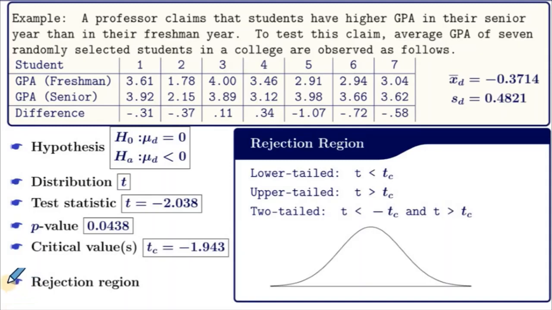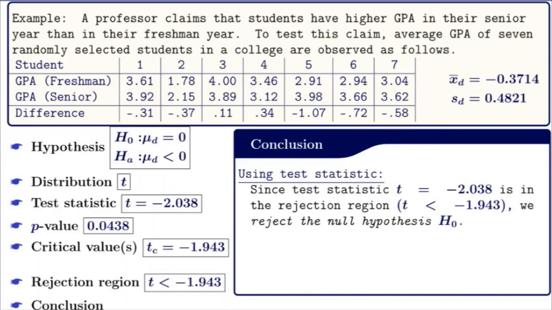We know that this is a lower tailed test, so the rejection region will be at the lower tail, below the critical value. So let me draw a graph here. So this point here is negative 1.943, and the rejection region is this.